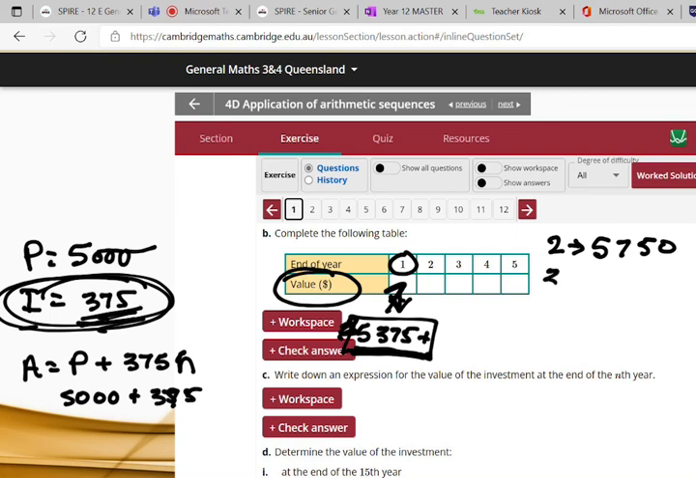So at the end of year 3, we're simply going to add another lump of interest on. So, Ziggy, if I add another lot of interest of 375 to my year 2 value, what is that going to give me for my year 3 value? Here's the year 2 value. And then I'm going to add 375 to that. Where's your calculator? Come on.